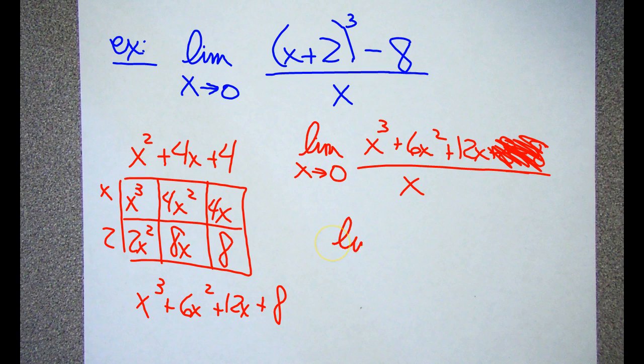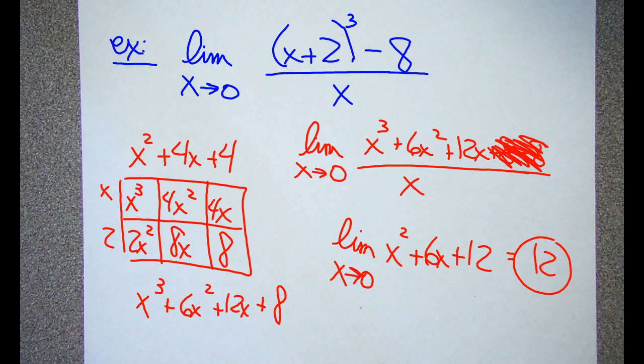Then I can take an x out of everything. So I get x squared plus 6x plus 12. Now I can plug in 0, and my answer will be 12. Somebody had 12. Nice. Questions?